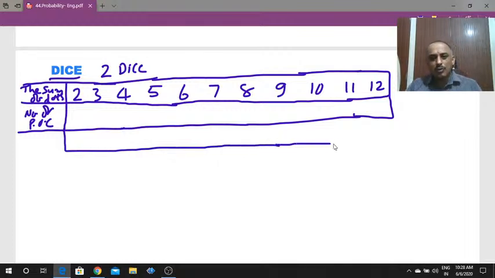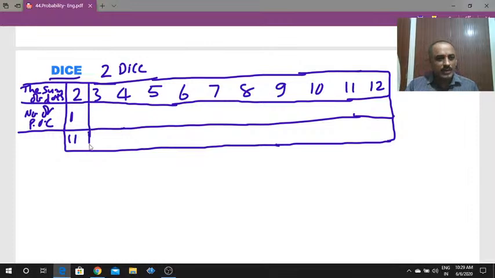If a person throws 2 dice and the sum of dots is 2, then how many possible outcomes are there? Only 1. What is it? In the first die 1 dot, second die also 1 dot, so 1 plus 1 is equal to 2. So when the sum of dots is 2, we have only 1 possible outcome.